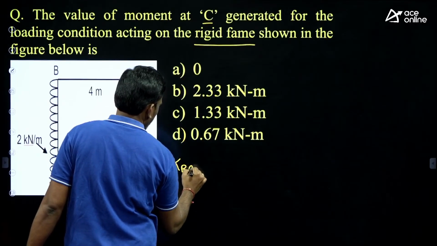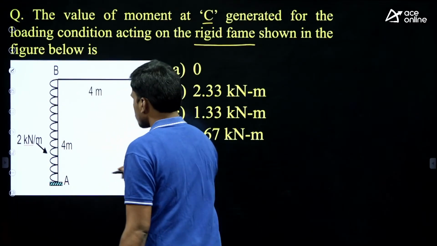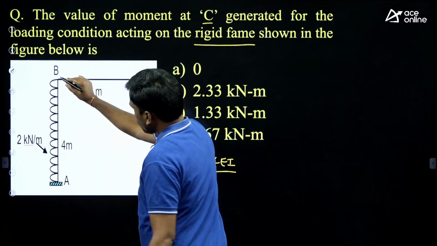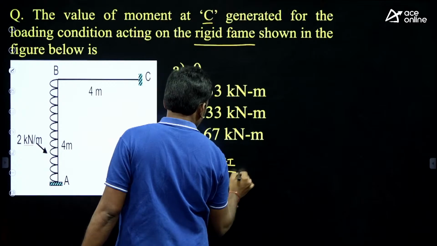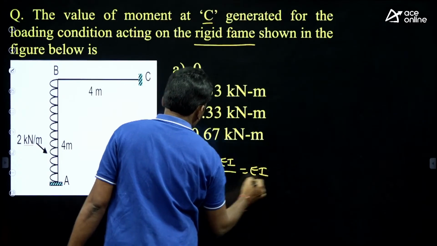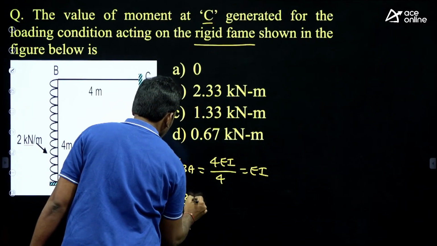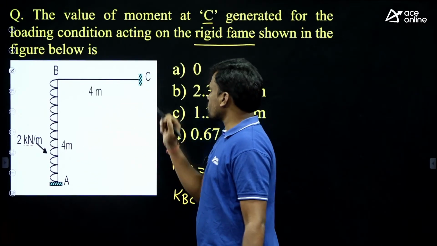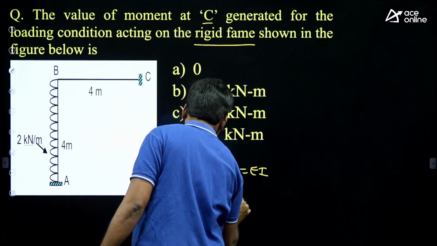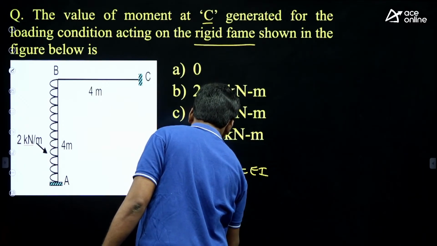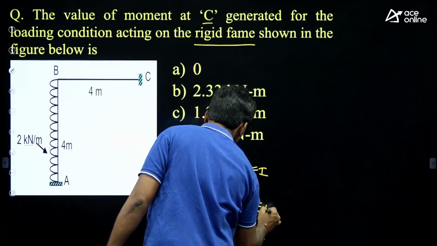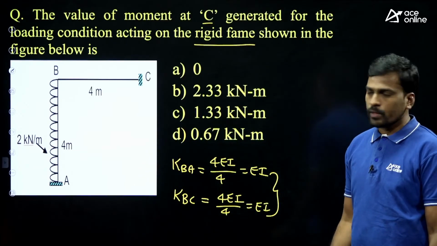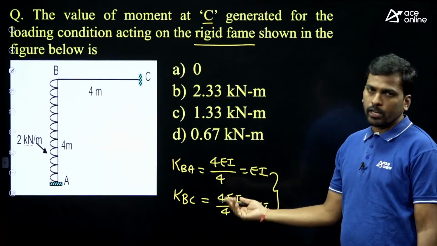Stiffness for member BA, far end is a fixed support. What is the stiffness? 4EI by L. What is the length here? 4 meter, right? Then this is EI. What is the stiffness for member BC? Far end is a fixed support, 4EI by L. What is the length of member BC? 4 only, then EI. Now tell me students, stiffness values for members BA and BC are both the same, and this is a non-sway frame, so you can use the shortcut.